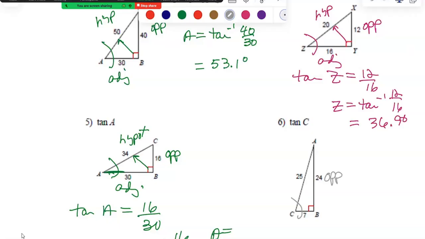Opposite, adjacent, hypotenuse. Okay, the tan of C equals opposite over adjacent. So C, to get the angle, you always, forever and ever, use inverse. And angle C should be 73.7 degrees.